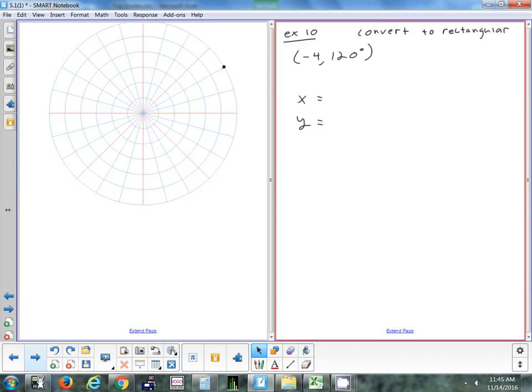All right, so try that one. Just see what you get for x and y. Round it to 2 decimal places if you have a calculator. If not, just set the formula up, and we'll solve it together.